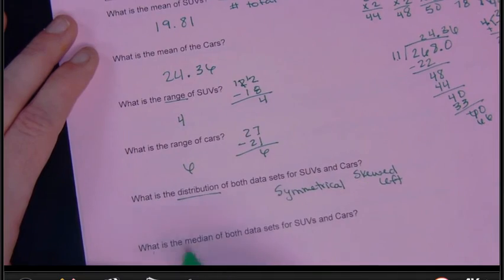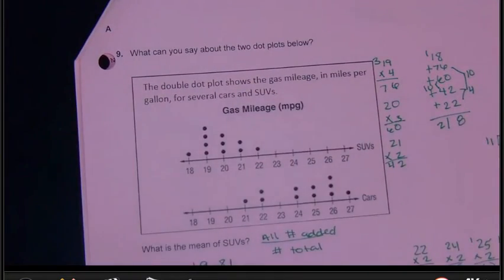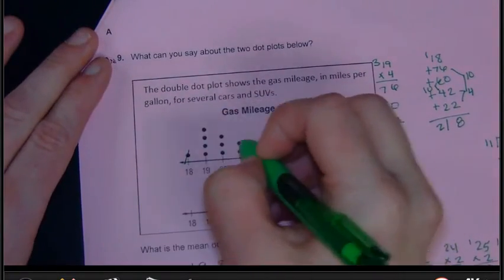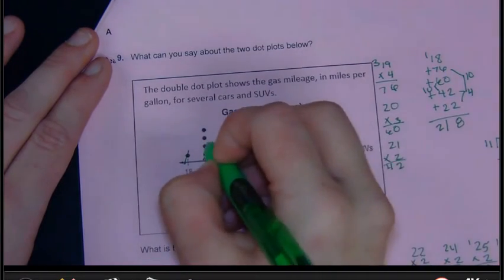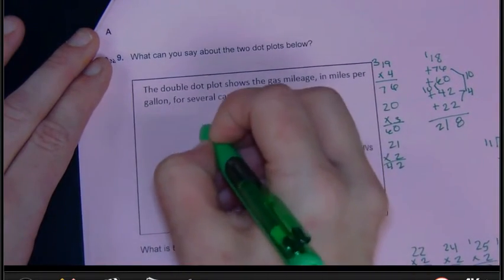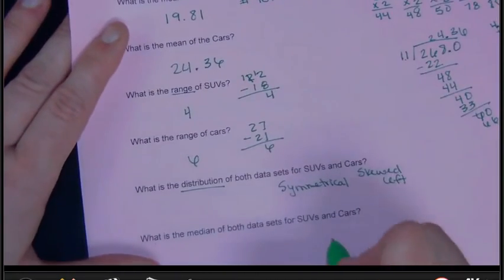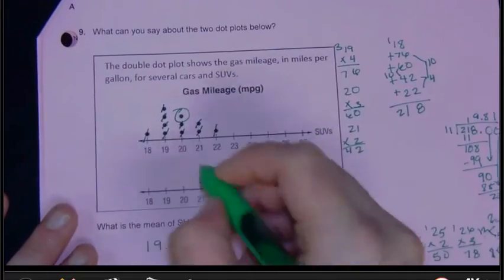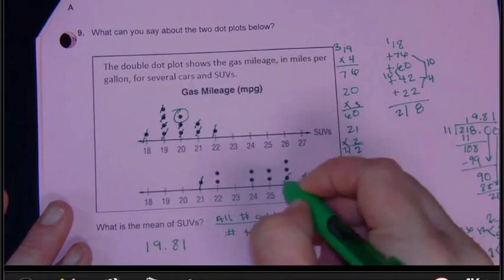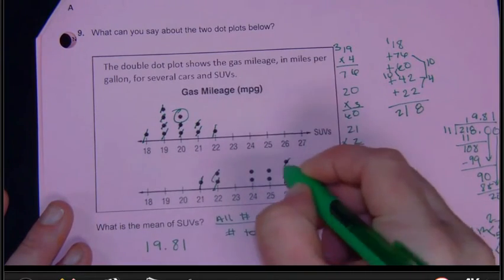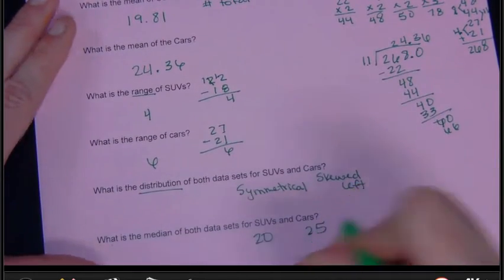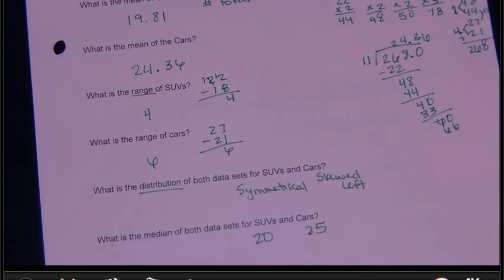And then the last question, what is the median for both sets of data? So I'm going to find the median for the cars, which means I'm going to mark off 1 on each end until I get to the middle from high and low all the way. And it looks like my median for SUVs is 20. And then let's do it for the cars. So 1 from each end all the way until I reach the middle. And my median for cars is 25. If you have any questions, let me know.